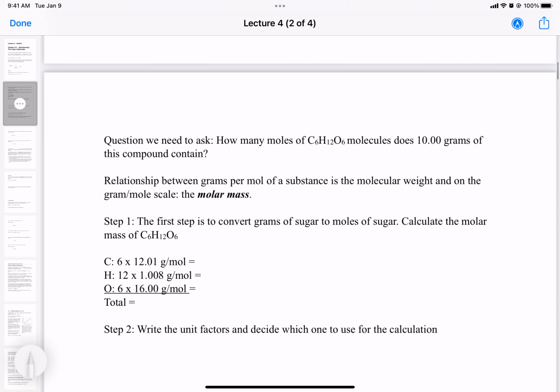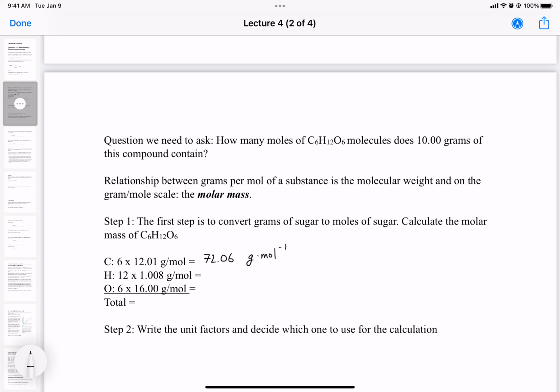Okay, step 1. So let's go to step 1. The first step is to convert grams of sugar to moles of sugar. So we know we have 10 grams of sugar, but we need to calculate the molar mass. So if we carry out these calculations, we get 6 carbon atoms times 12.01. That's about 72.06 grams per mole.